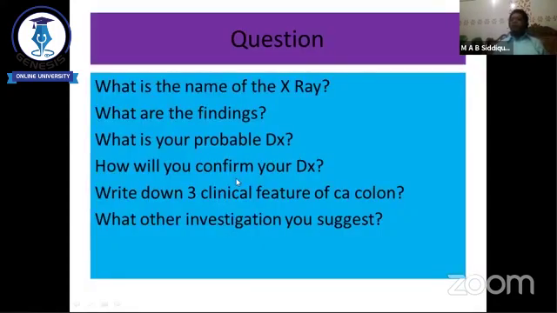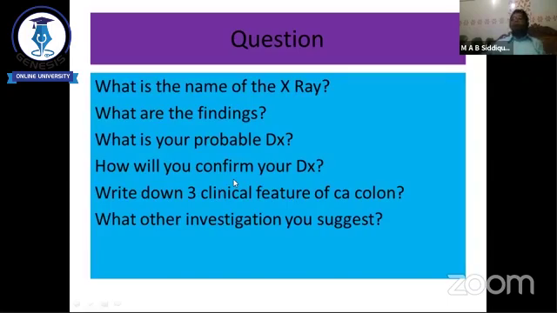What are the findings? Already mentioned: there is a narrowing of the lumen with irregular narrowing, and on both sides there is a shouldering effect with apple core appearance. So what is your provisional diagnosis? Provisional diagnosis is carcinoma colon. How will you confirm your diagnosis? We can confirm our diagnosis by colonoscopy and biopsy. This is a very important investigation. We can diagnose as well as confirm our diagnosis by colonoscopy and biopsy.